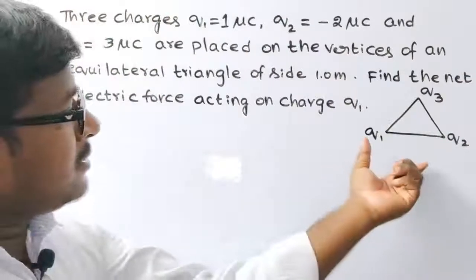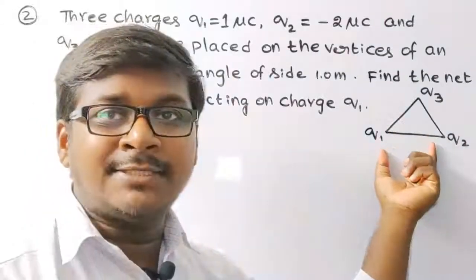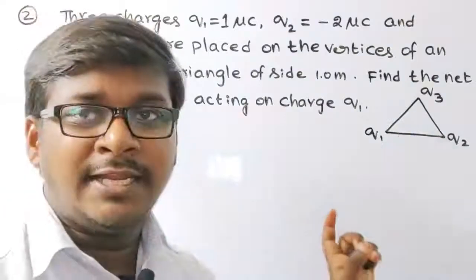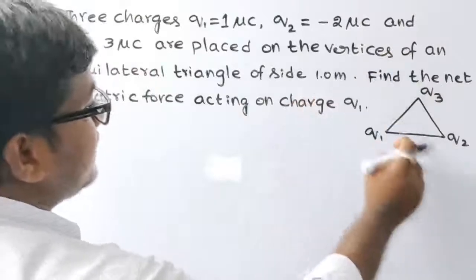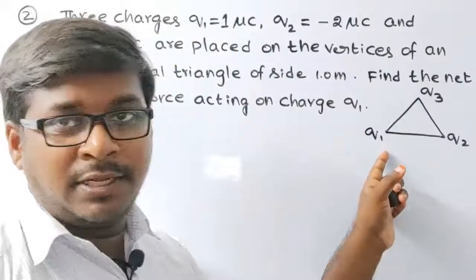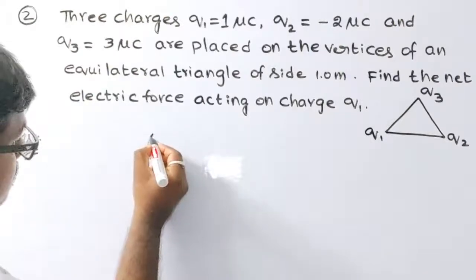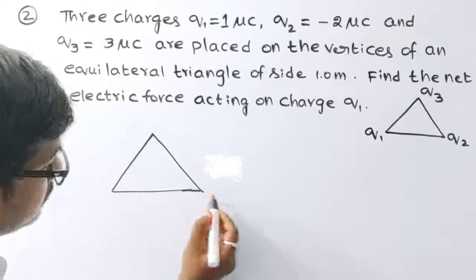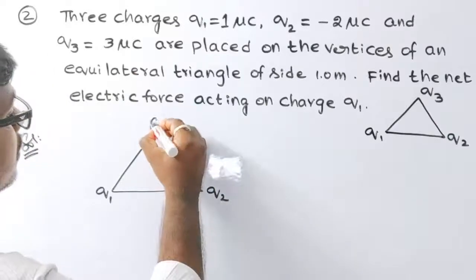In this figure Q1 Q2 Q3, what type of triangle? Equilateral triangle, all sides are equal. The total angle of a triangle is 180 degrees. Each side is 1 meter. The two forces act on charge Q1. First, draw the diagram. This is Q1, Q2, Q3.